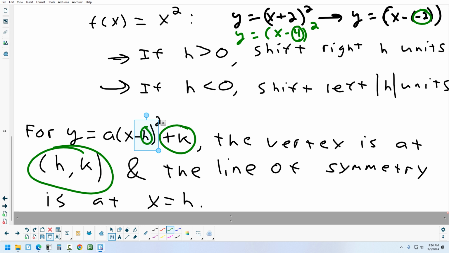Now remember, the number at the end, it's not backwards. If it's +3 on the end, it's up 3. If it's -2, it's down 2. So that one, you don't have to do anything funny.